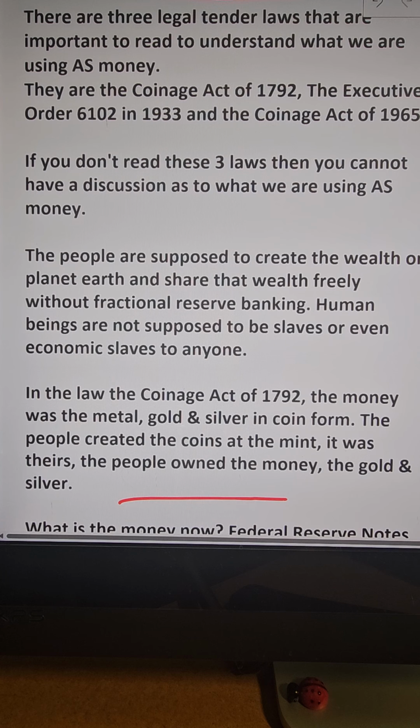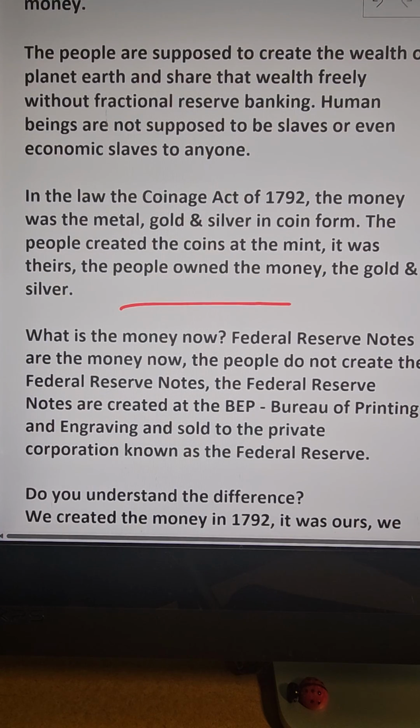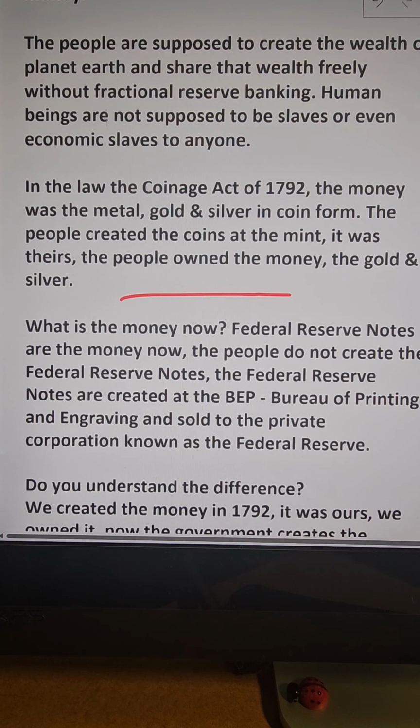There are 3 legal tender laws that are important to read so you can understand me and the subject money. The first one is the Coinage Act of 1792, the Executive Order 6102 in 1933, and the Coinage Act of 1965. Now go read those 3, and then you'll start to understand what's going on. If you don't read these 3 laws, then you cannot have a discussion with me as to what we're using as money. You just keep repeating ignorant phrases that the media and other so-called economics people or semi-educated people who think they know about investing say.